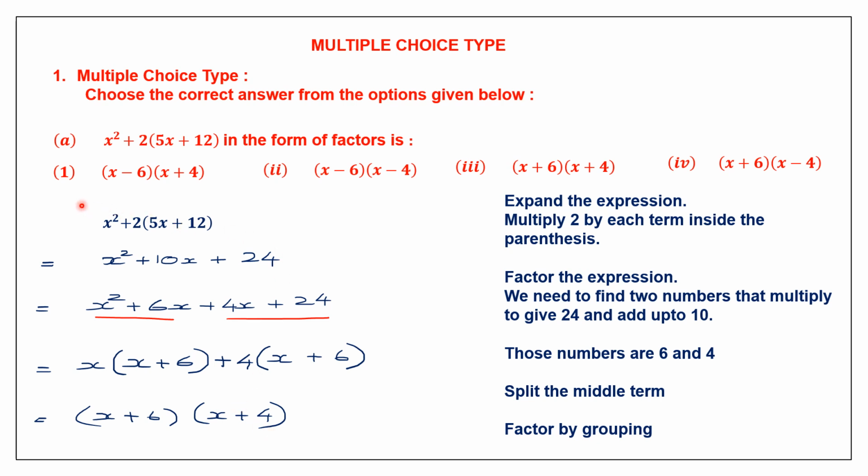Let's go back to the options given to us, and that will be option 3. Option 3, x plus 6 times x plus 4. This is our final answer.